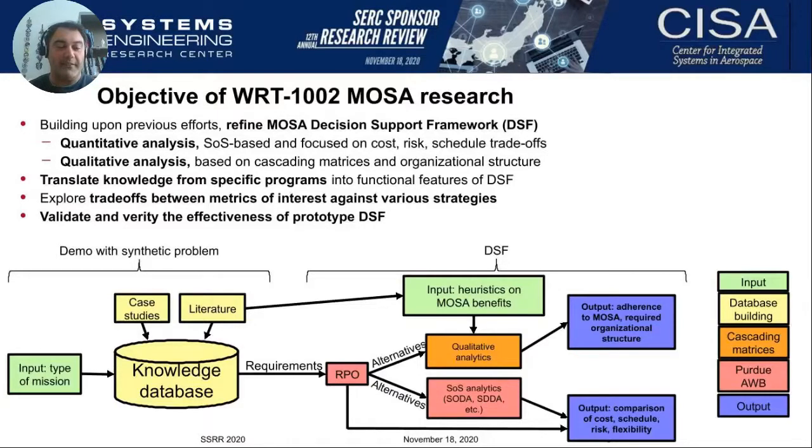What we do once we have these alternatives, we start our analysis, which is both the qualitative analytics with our cascading matrices. And here we have another input, and you can see in the central part, heuristics on MOSA benefits. So we got some information on like what are these benefits that come from MOSA, and are they present in our architecture or not. And we have our quantitative analytics, which is system of system analytics. And you will see here a few acronyms in the figure: SODA, SDDA. Those are all tools that provide some analysis on different aspects of our architectures. For example, where are the bottlenecks in development, or where are the risks during operation?